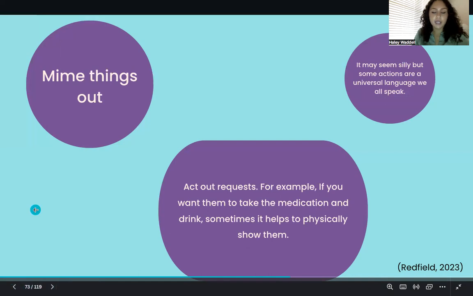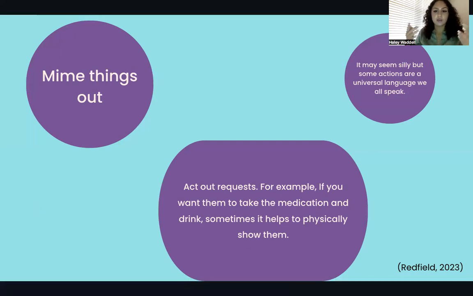Yeah, just mime things out, that nonverbal communication. It's a universal language we all speak. Everyone knows this. So use those to your advantage. I mean, it might seem silly, but it can help you still have that rapport with them, because intimacy is not just communication. It's not just the words we speak. It's how we feel, and you can get that communication just by not talking at all.